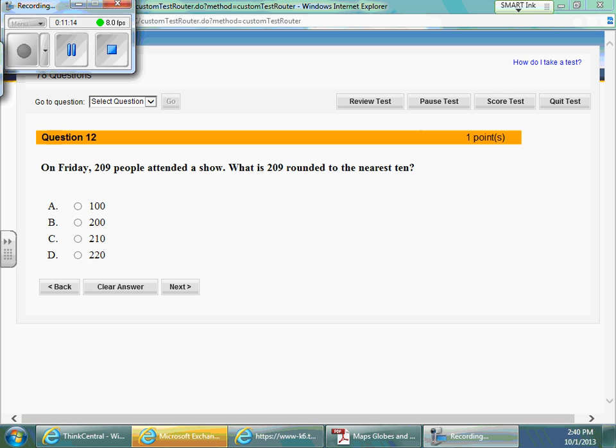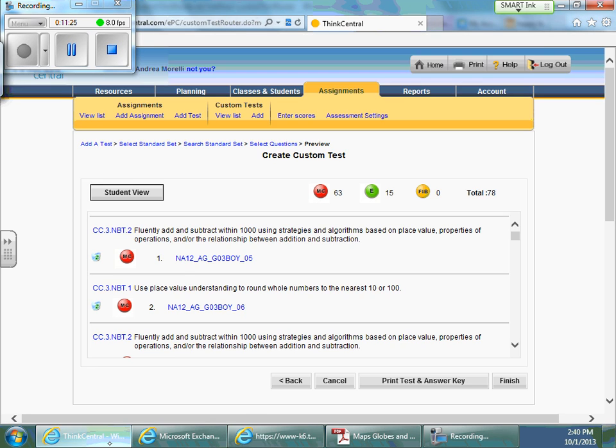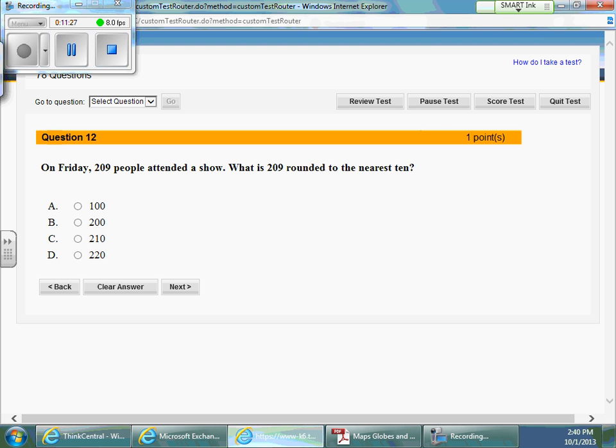On Friday, 209 people attended a show. What is 209 rounded to the nearest 10? Let's review our rounding fairy tale. The number is 209, and we are rounding to the nearest 10.